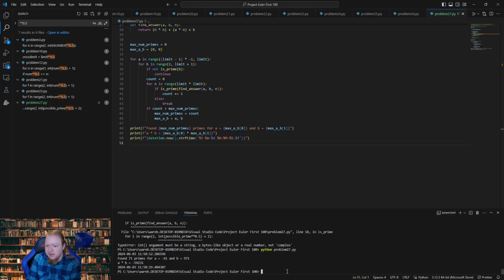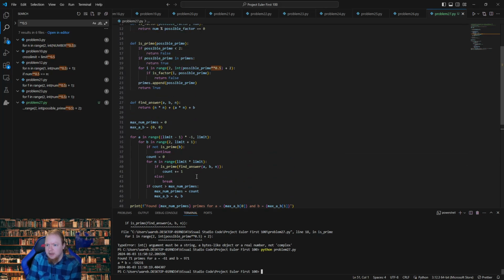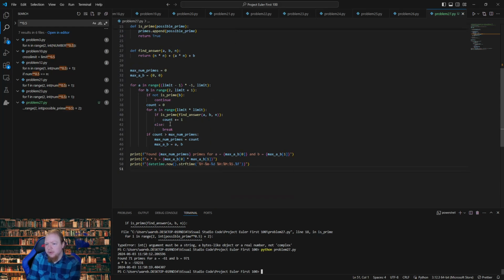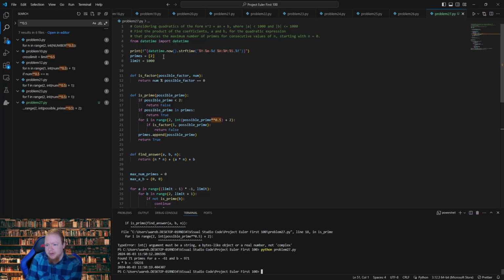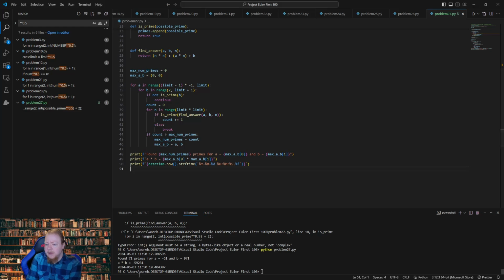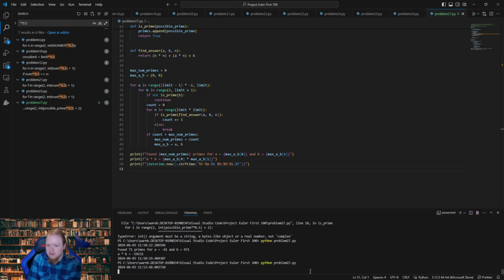So, I think pretty clear formula here. We do have a third nested for loop, which is not ideal for efficiency. I bet if we upped this to 10,000, it would take way too long to run. But still, it's currently running in 7 seconds.